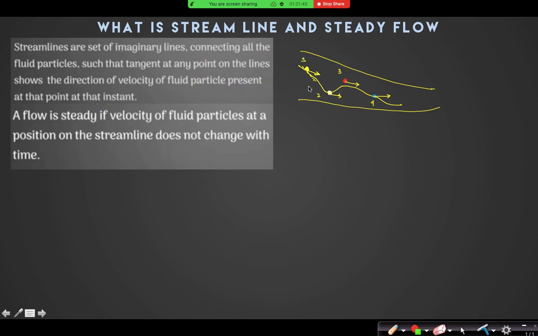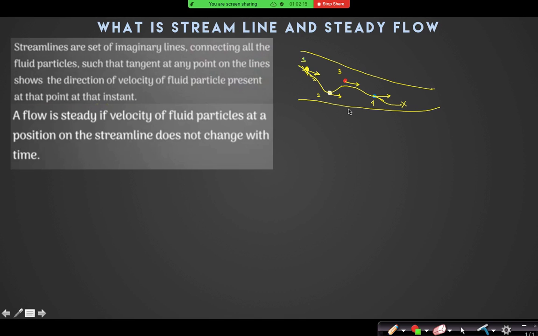along this line. The property of streamline should be that if you draw a tangent at any point on the streamline, you should find the direction of velocity of the fluid particle present. Can I draw a tangent at this point and I will not find the tangent in this direction? Yes or no? Yes, sir. At this point also I will not find the tangent in this direction. So this line does not qualify to be a streamline.